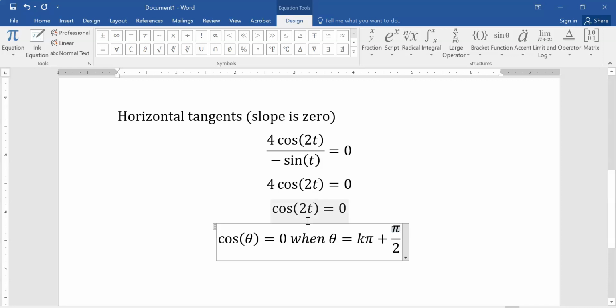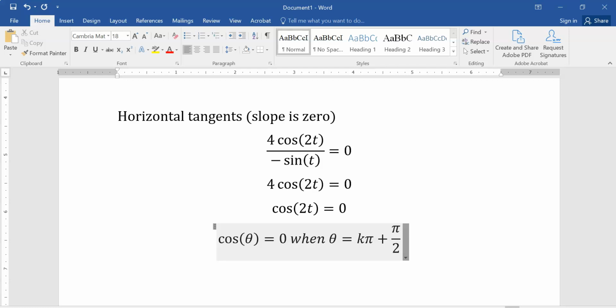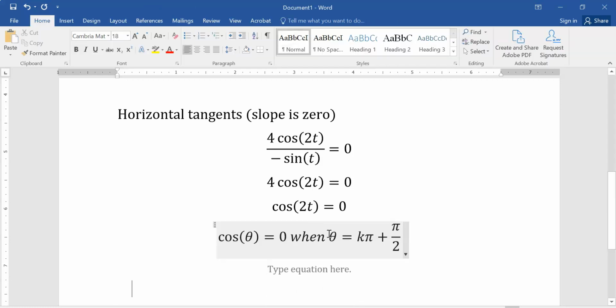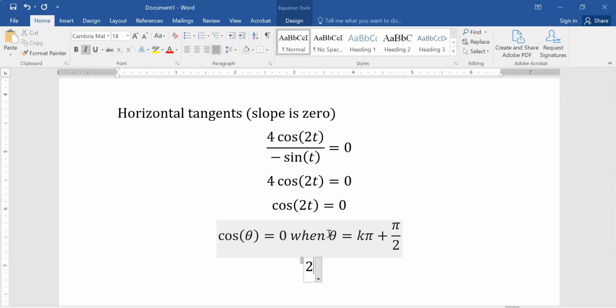Okay? Now, by the way, our angle here is 2t. So what does that mean about 2t? That means that 2t has to be equal to some integer times pi plus pi over 2. Dividing both sides by 2, you end up seeing that t has to be k times pi over 2, where k is an integer, plus pi over 4. So that's the idea. That's when we get horizontal tangents.